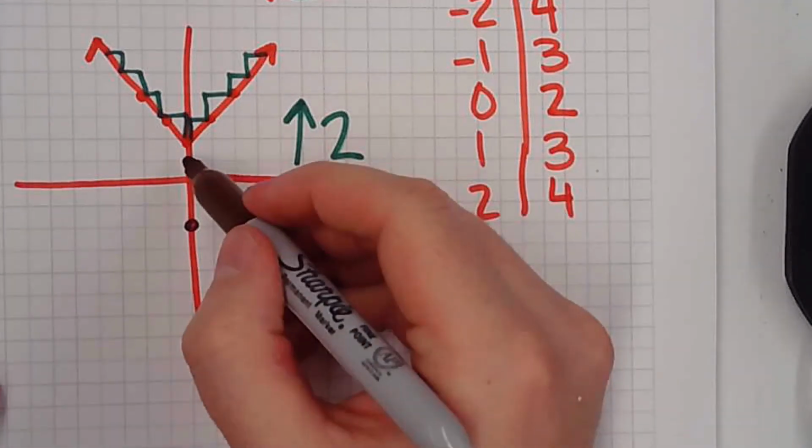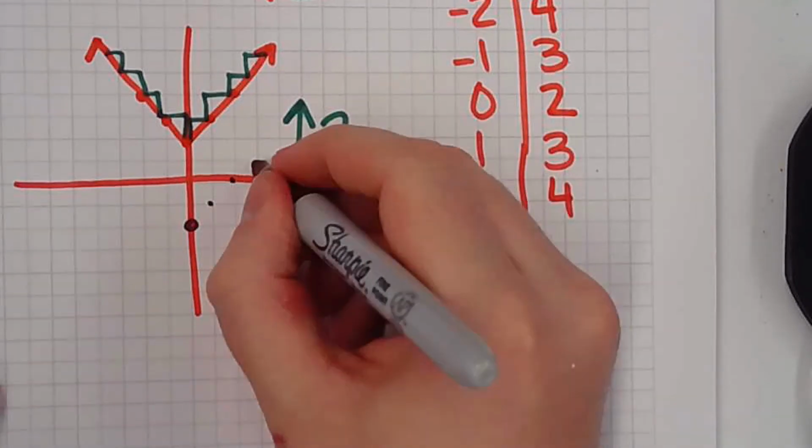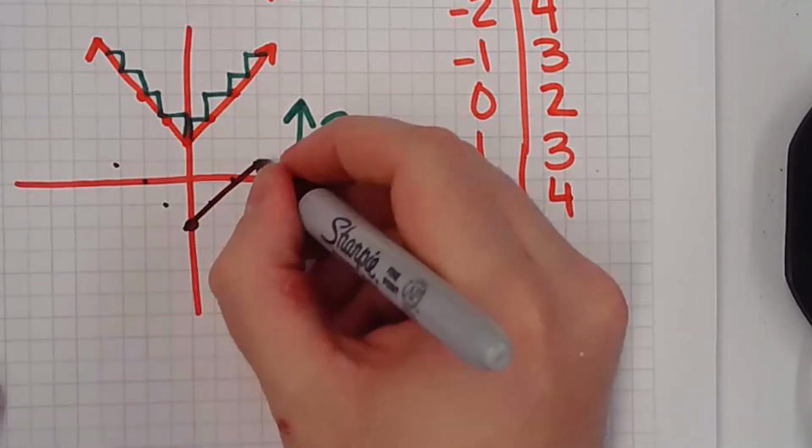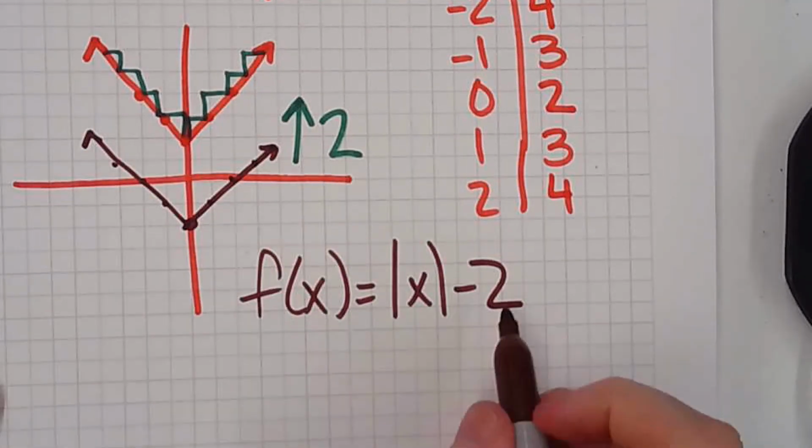And because the slope is still 1 over 1, it has the same slope. It just starts a little bit lower. So this is kind of like our y-intercept from linear equations.